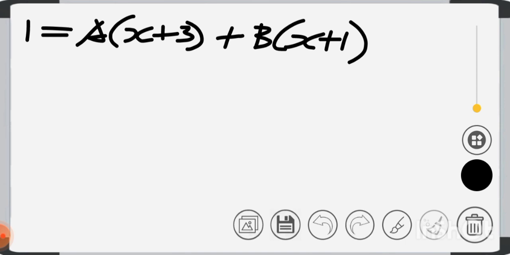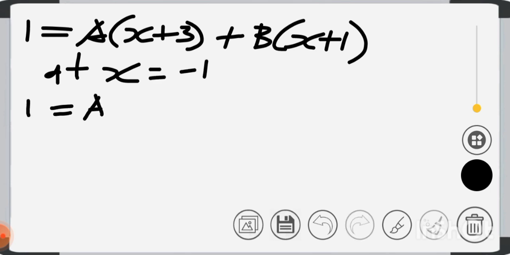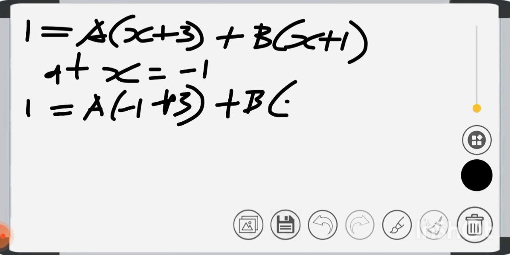You could just say, at x equal to, if I put -1 here, -1 plus 1 is 0. So B times 0 will be 0. So I put x equals -1. I'm going to have 1 equal to A times (-1 plus 3), then plus B times (-1 plus 1). So -1 plus 1 is 0, so everything here will go.